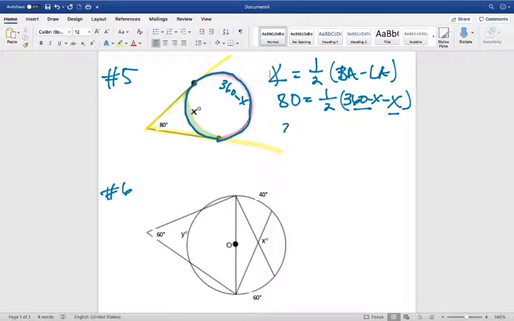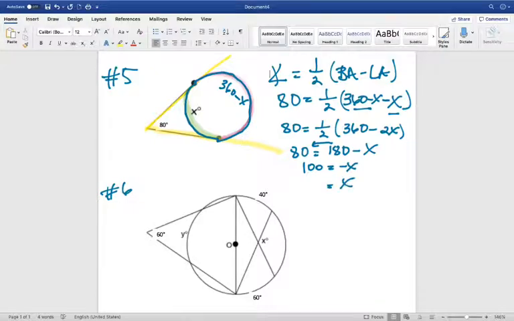All right, now you're just going to solve it. So you have 80 equals 1/2 and then 360 minus 2x. I'm going to distribute the 1/2, so I get 180 minus x. I'm going to move 180 over here, so I get 100 when I subtract that equals a negative x. So x equals 100. And I think that's what it's asking you for in that problem. It's just asking you for x. Now, again, you have different numbers, but that's how you would work a problem like that.